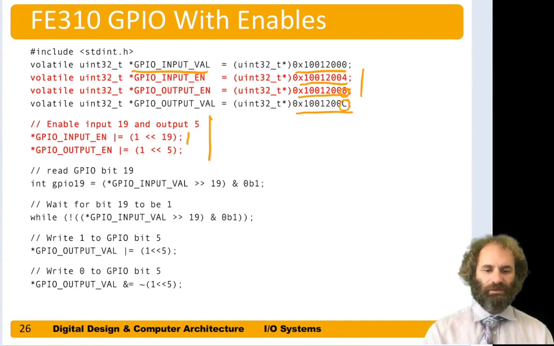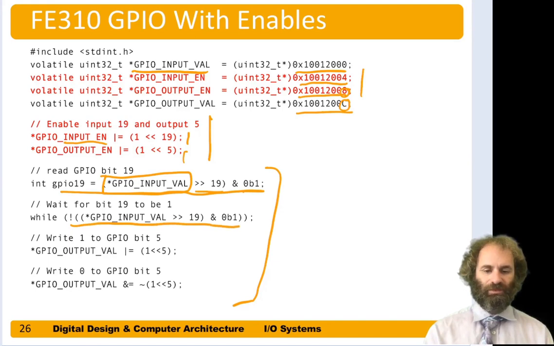Let's write a 1 to bit 19 of the input enable register to make GPIO 19 be an input, and we'll make GPIO 5 be an output. Then just like we've done before, we could read and write the bits. We could read the value of GPIO 19 by looking at all 32 values in the input value register, shift right by 19, and then AND with a 1 to get just bit 19. To do the same thing to look at the value and then wait for that value to be 1. So while it's not 1, we'll wait and then it becomes 1.